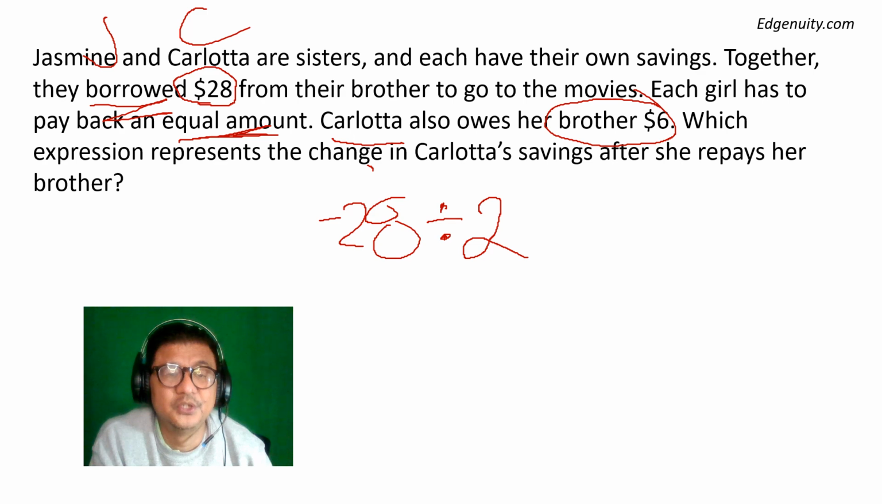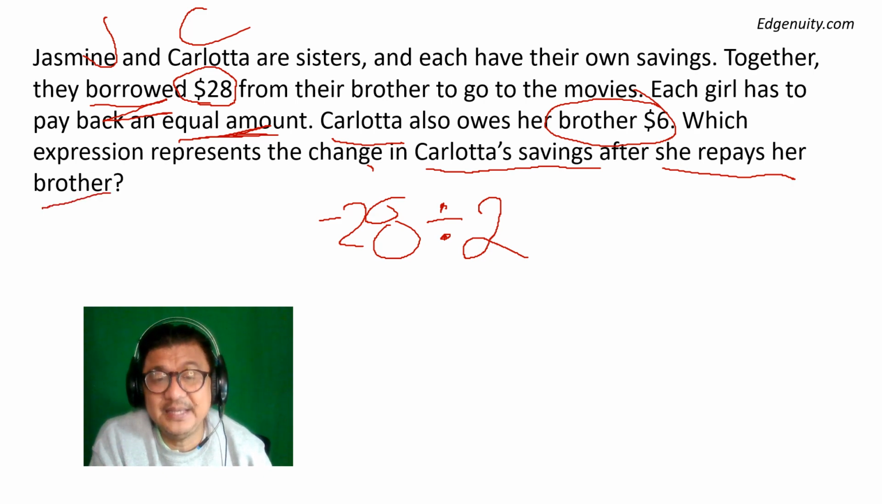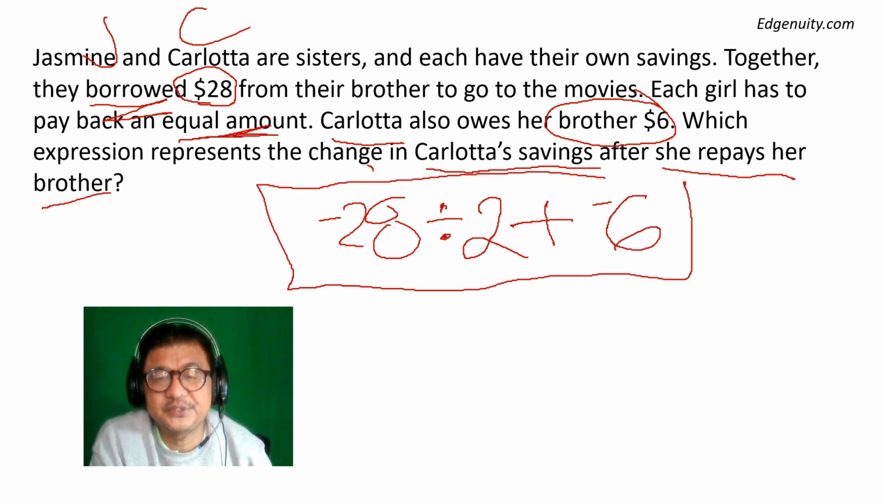Which expression would represent the change in Carlotta's savings after she pays her brother? Okay, so I'll pay you my half first. That goes to brother. But I will also have to pay you an additional, how much? -6, which I owed you before. All right. So this will represent Carlotta's.